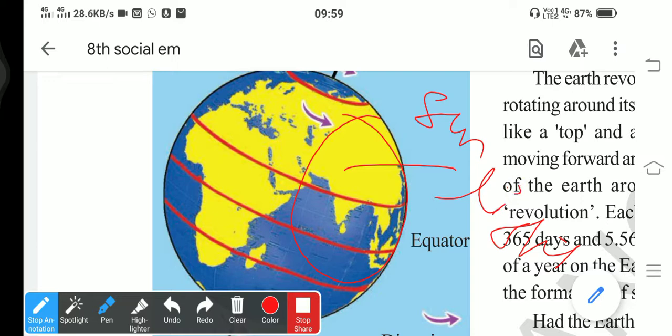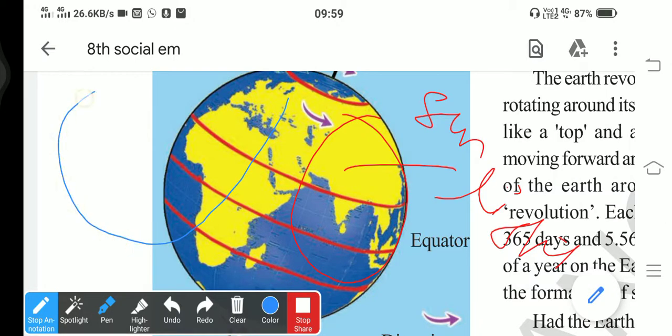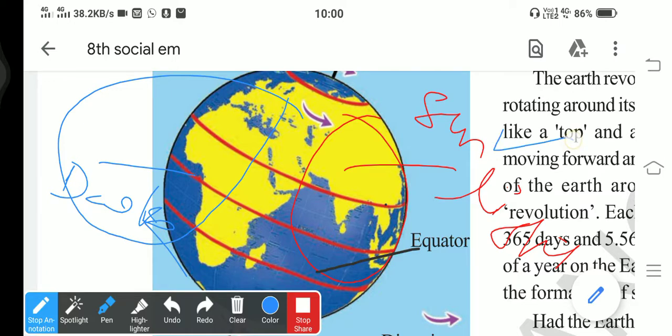Understand? And opposite to this portion, what is that? Another portion, this one, not exposed to the sunlight, will be in dark. This is dark, and this will be in light. Always half portion of the earth is exposed to the sunlight, and the other portion is not exposed.